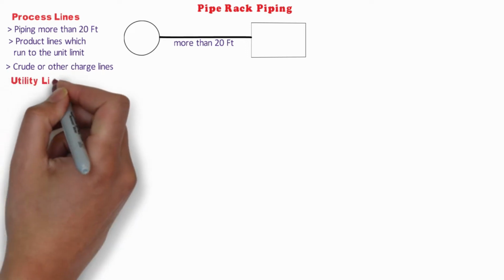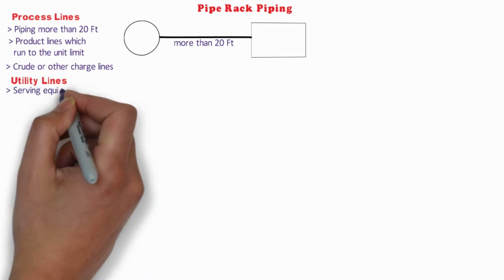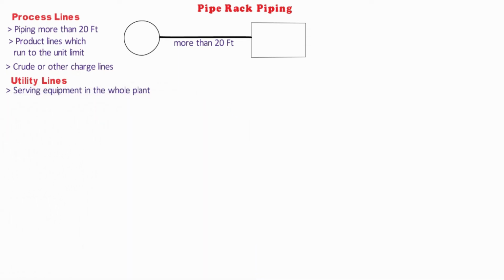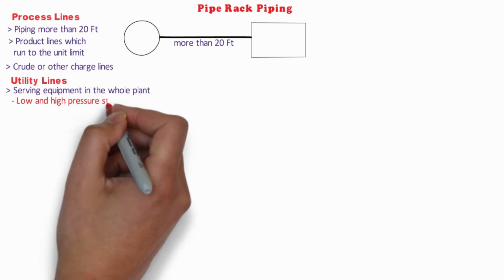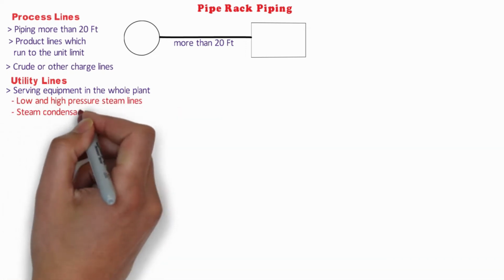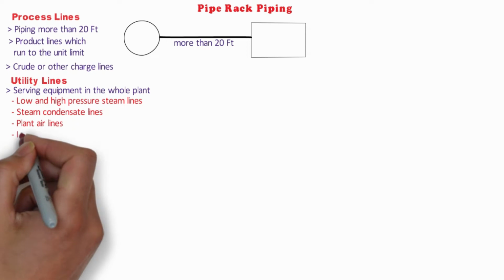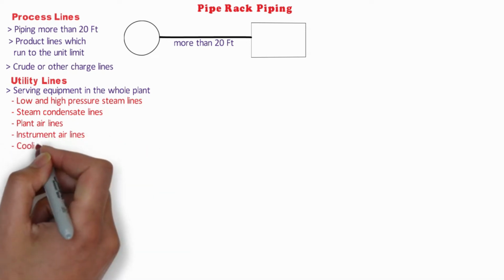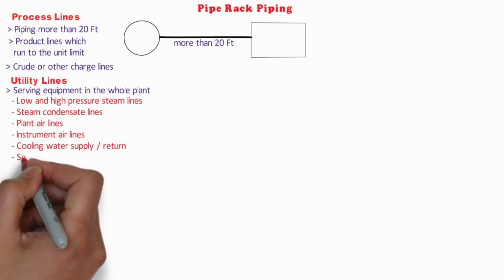Utility lines in the pipe rack can be put in two groups. In group 1, utility headers serve equipment in the whole plant. Such lines are low and high pressure steam lines, steam condensate line, plant air line, instrument air line. If required, cooling water supply and return line and service water can also be arranged on the pipe rack.